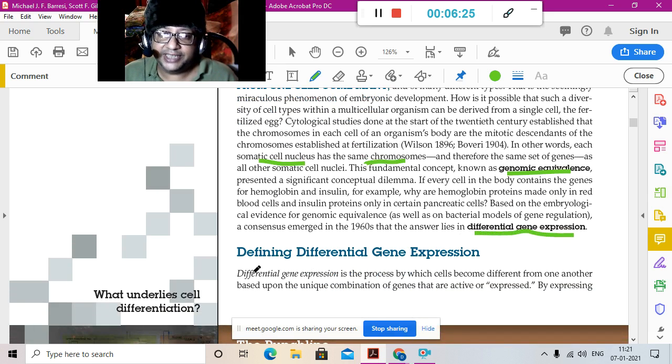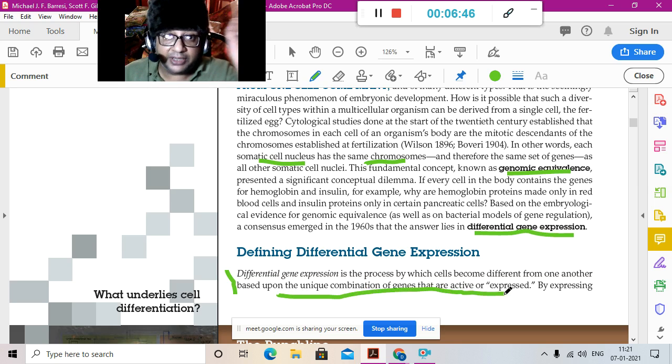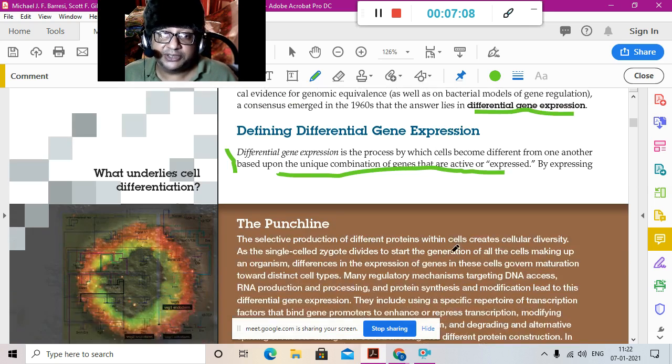So differential gene expression can be defined as the process by which cells become different from one another based upon the unique combination of genes that are active or expressed. So there is a combination of genes that are active or expressed in a particular cell at a particular time, also at a particular stress. Under heat stress, only heat stress proteins are expressed. So this is differential gene expression. In seeds you will find a set of proteins expressed. In leaves you will have another set of proteins expressed. So this is differential gene expression.